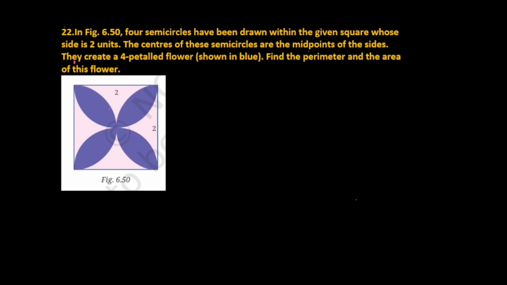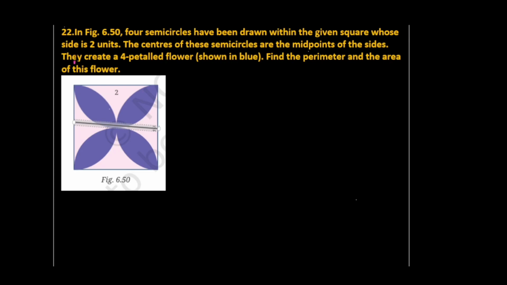Now, when we are drawing the line here, it is given that the center of the petal is the midpoint of the sides. So, when we draw a line parallel to the horizontal side, and one more vertical line, we will get the midpoints of the sides. Midpoint of the sides, that is the center of the petal.